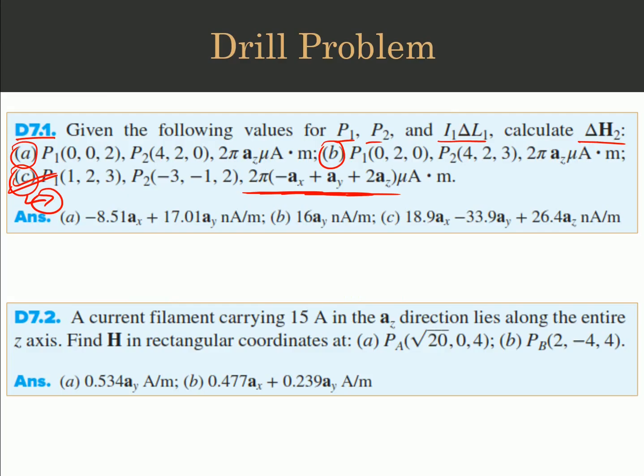Now let us come to the last question of this lecture, that is drill problem 7.2. We have a current carrying 15 amperes of current in the az direction. It lies along the Z axis. We need to find H in the rectangular coordinate systems at point A and point B. So let us see what could be the solution for this.